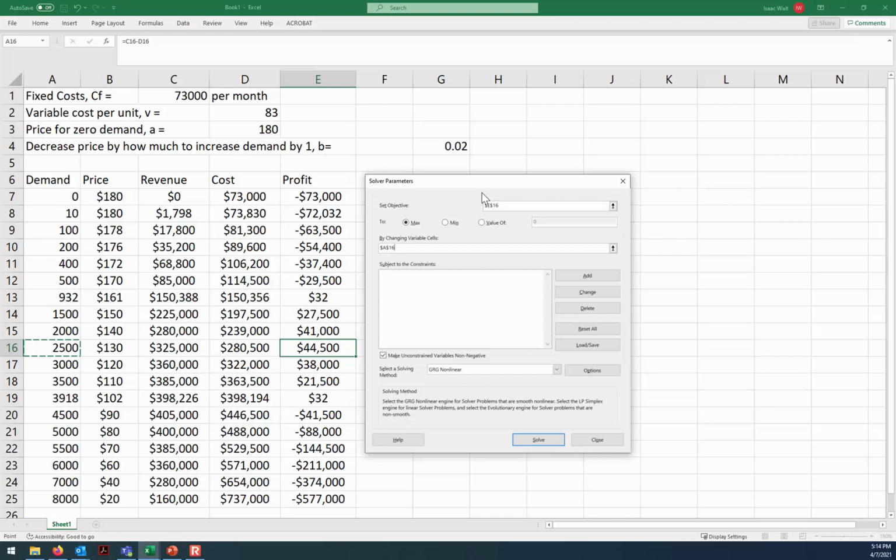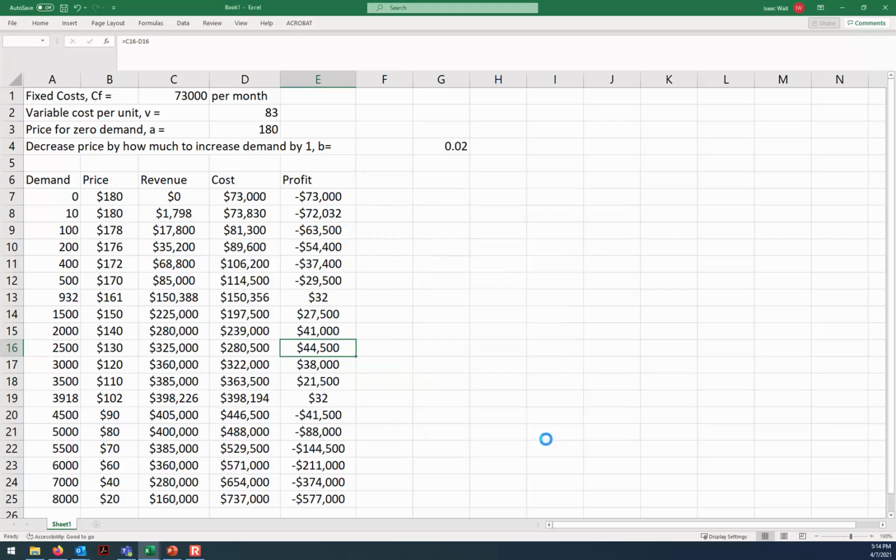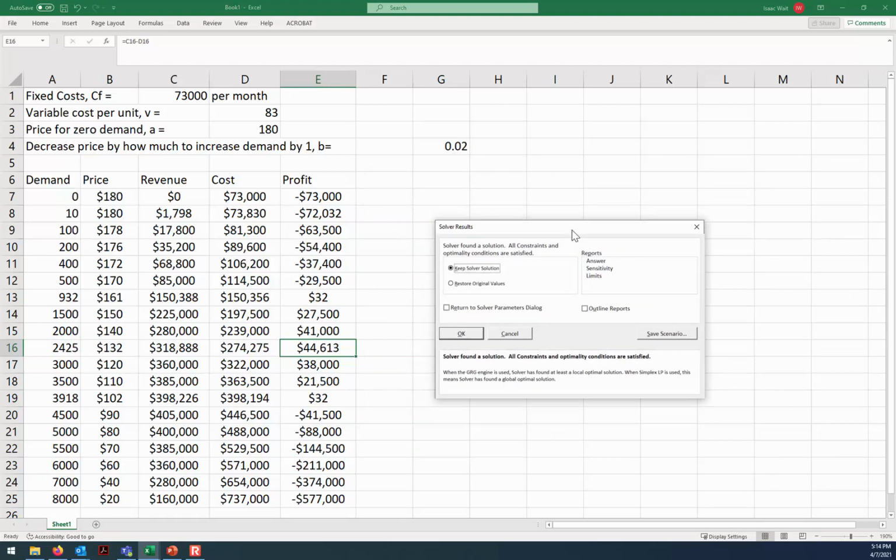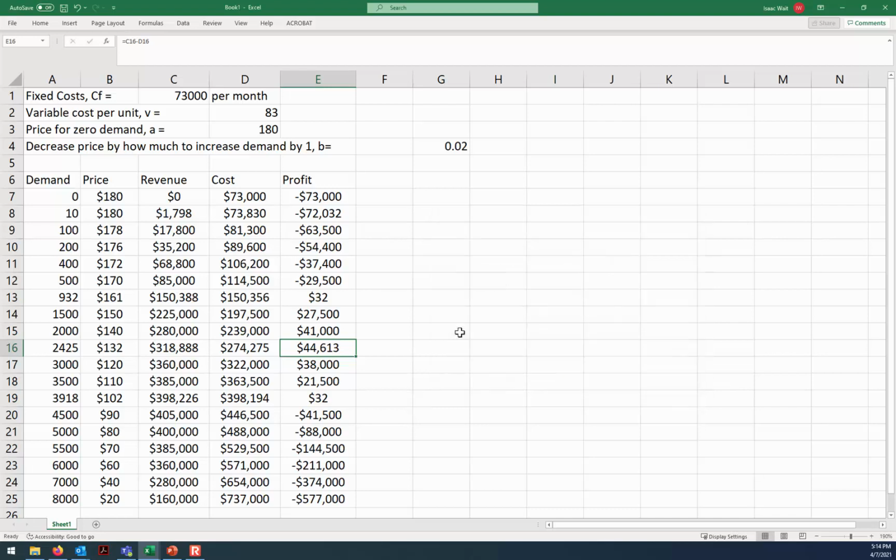I just want it to be as high as possible by changing demand. So now when I click solve, it goes out and finds that. It finds 24.25 is the optimal demand. And that's, I think, what we had solved for with the paper calculations as well. So I'm going to click OK to save that value.